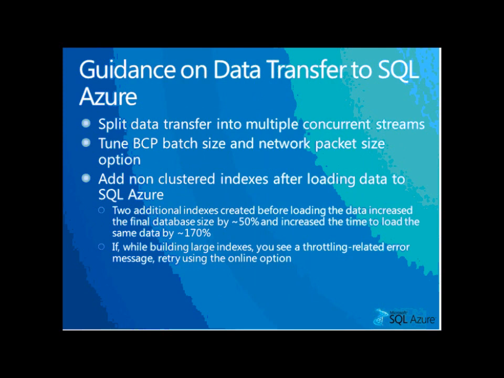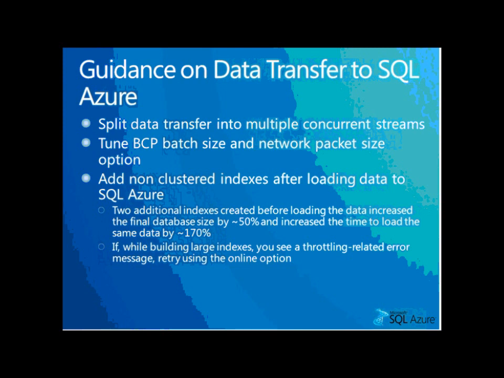All right, and here's some guidance they've given based on their experience working with customers. Split your data into multiple concurrent streams, and tune the BCP batch size and the network packet size. And here, if you're not a network admin, you might need to involve your admin to do that. Add your non-clustered indexes after loading data into SQL Azure. Now this is really important. Listen to this. 2 additional indexes created before loading the data increase the final database size by 50%, and here's the kicker, increase the time to load by 170%.